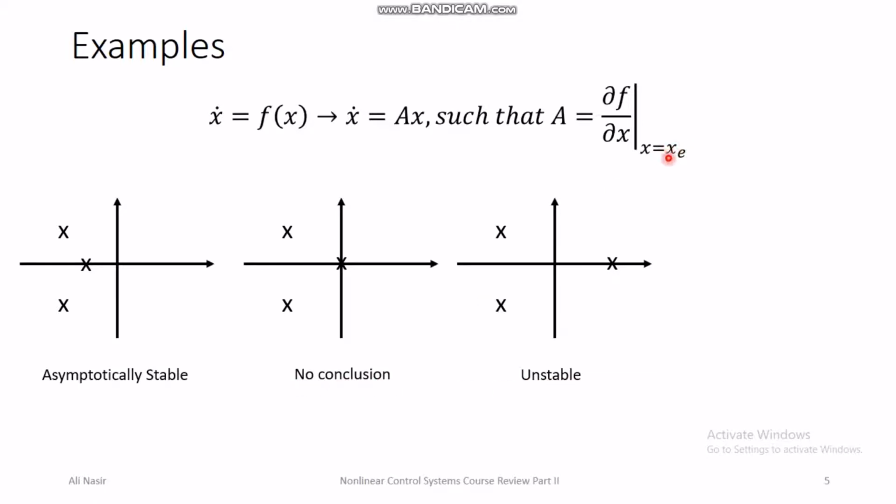No conclusion is only if the eigenvalues are strictly in the left half plane and some of them, or at least one of them, is on the j omega axis. So again, in this case, all the eigenvalues are on the left half plane and a couple of them on the j omega axis. So no conclusion about the original nonlinear system from the linear approximation.